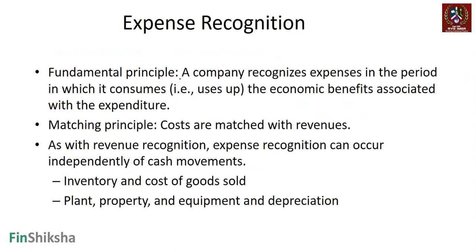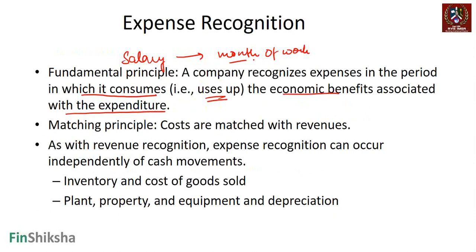Now, the fundamental principle of expense recognition is that a company recognizes expenses in the period in which it consumes the economic benefits associated with that expenditure, right, or uses up those benefits. So if, for example, the company is paying salary to an employee, the salary is essentially for a month of work, and the economic benefit of this has been utilized in this month itself, right? So the moment that economic benefit has been utilized, the expense is recognized or booked. As simple as that. Basically, whenever the company deems that the economic benefits of whatever it has paid for have been used, it's going to recognize that as an expense.